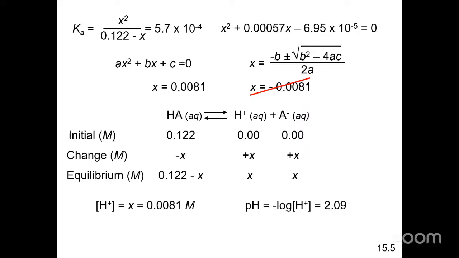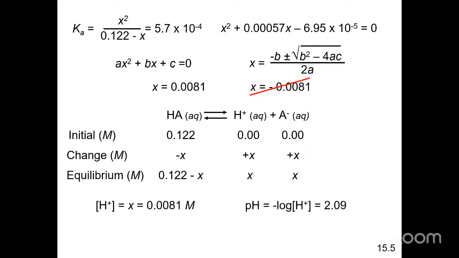Any questions about this? Yes, sir. Does that formula, AX squared plus BX plus C, turn into the one on the right, X equals? Yes. So the A would be 1, the B would be 0.0057, and the C would be minus 6.95 times 10 to the minus 5. And then you solve for that to get X.